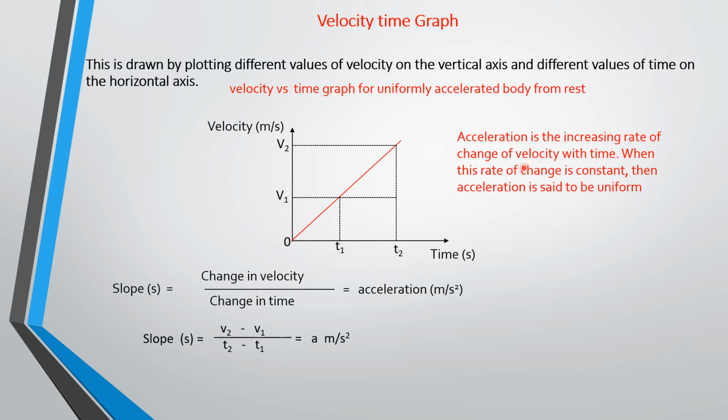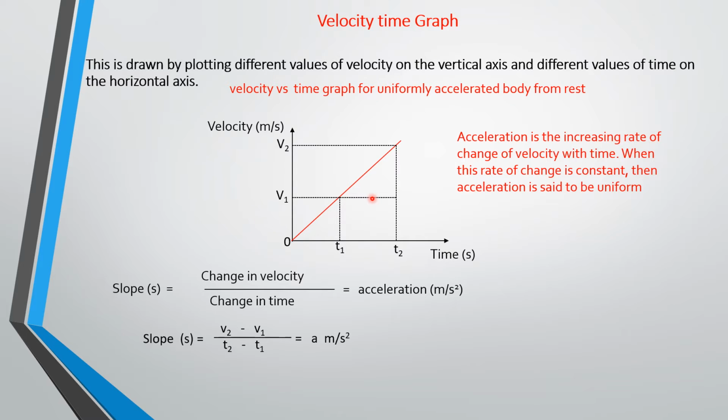Acceleration, we know, is the rate of change of velocity with time. So when this rate of change is constant, then the acceleration is said to be uniform. And that is what this equation explains. Change in velocity over the change in time taken gives you the acceleration of the body, which is the slope of this particular graph that we have here.